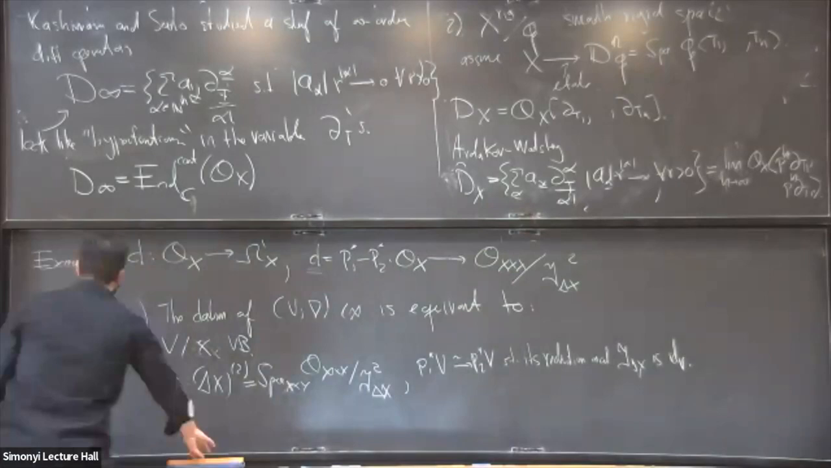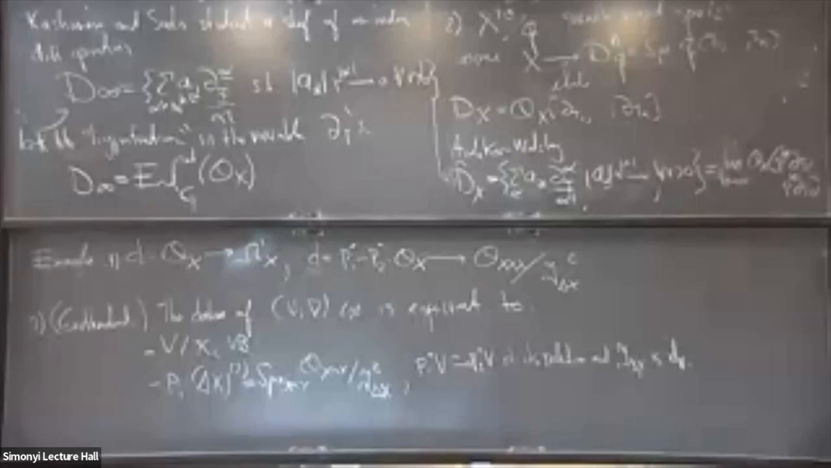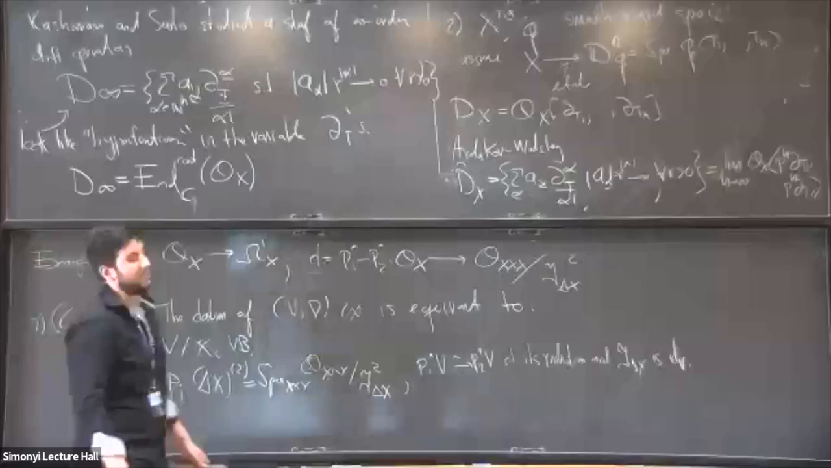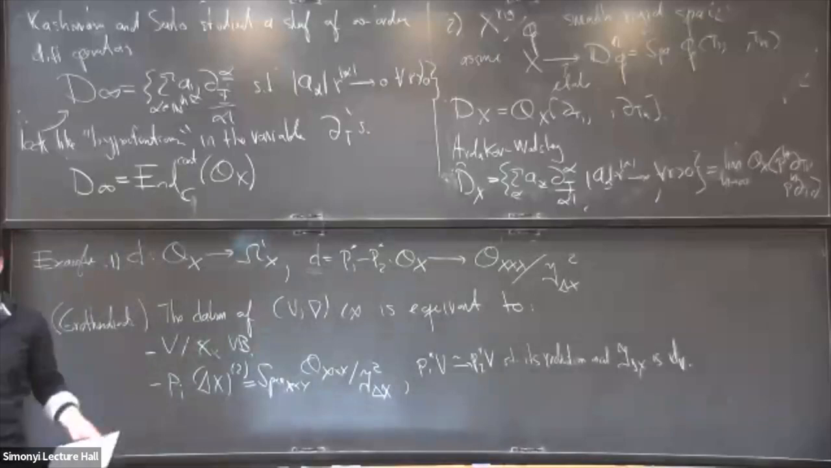Okay, so just to clarify, it's very simple. This is a sheaf of rings that you can define on any smooth space. Yes. This is just a presentation in terms of the coordinates, but it turns out that it's independent and you just glue them together.